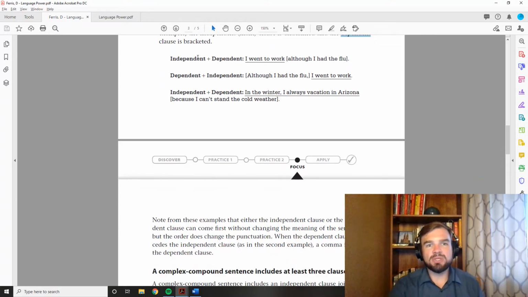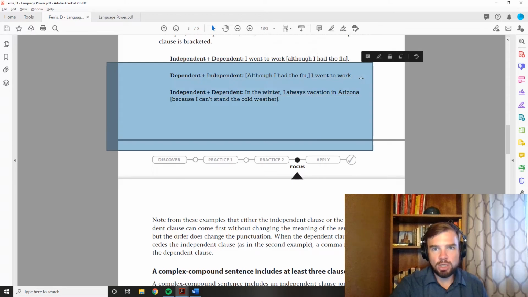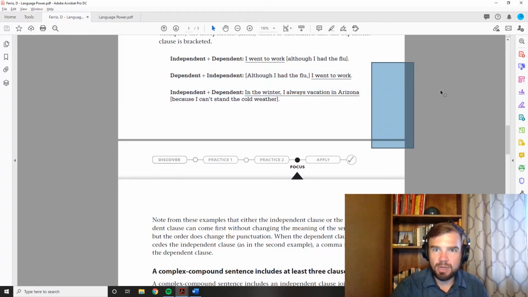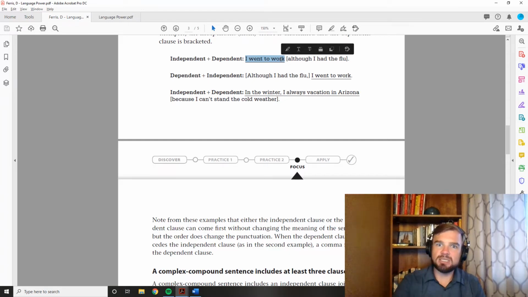So these examples, first we have an independent clause first and then a dependent clause in the sentence, I went to work although I had the flu, right? And although means even though, right? So I went to work although I had the flu. Independent, I went to work, period. Great, that could be a sentence.